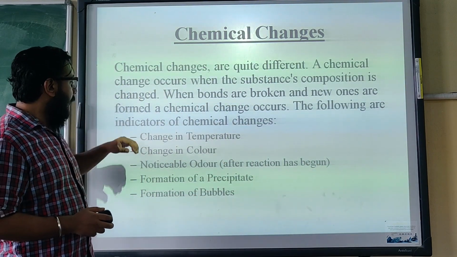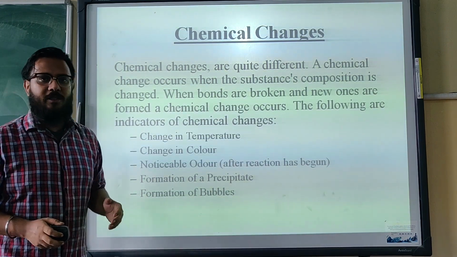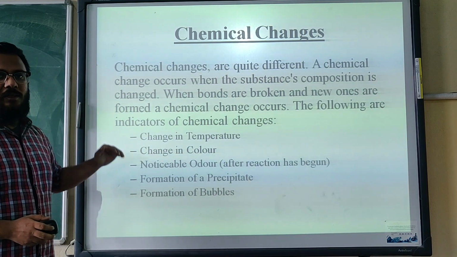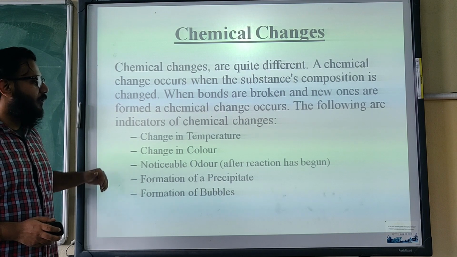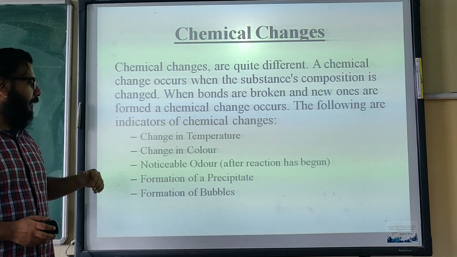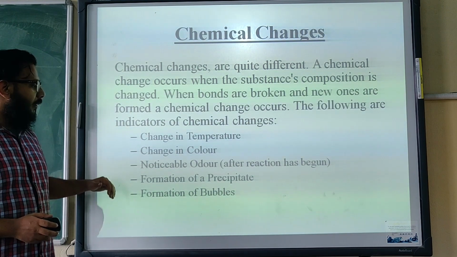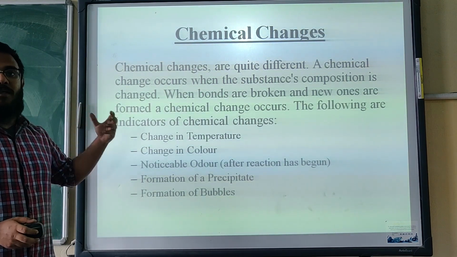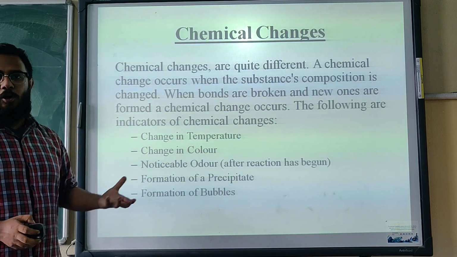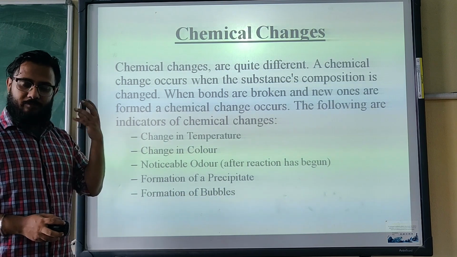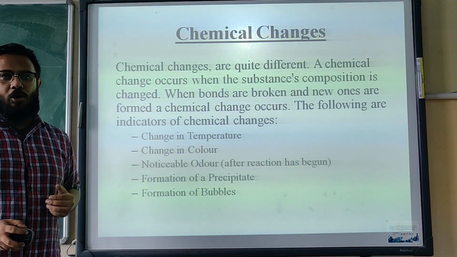So these are the indicators. Whenever there is a chemical change, these are the things that tell us that a chemical change has occurred. When you see a change in temperature, when the color is different, when you might get new smells, and when gases or solid objects are formed, and a totally new substance is formed, then there is a chemical change that has occurred.